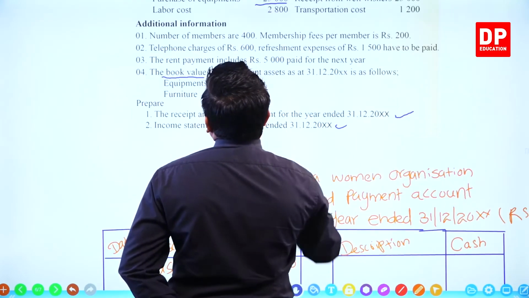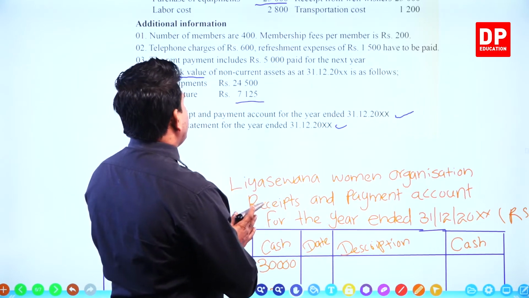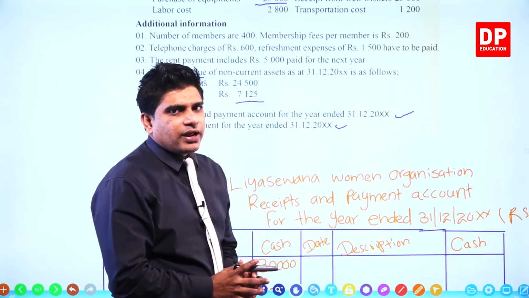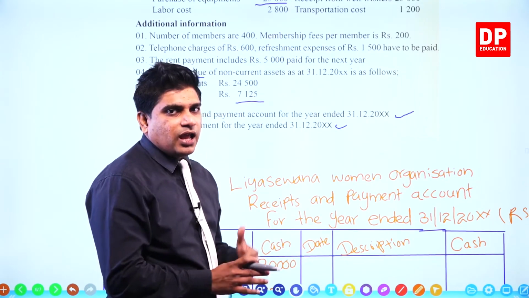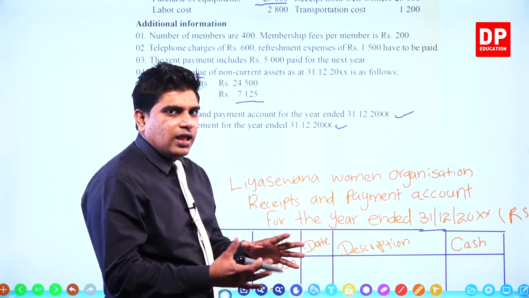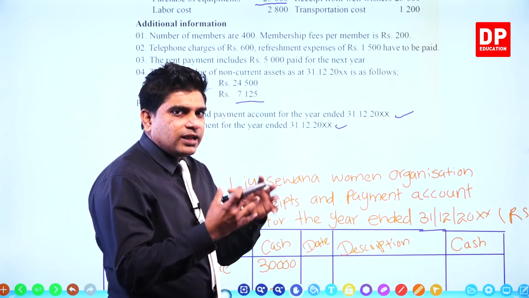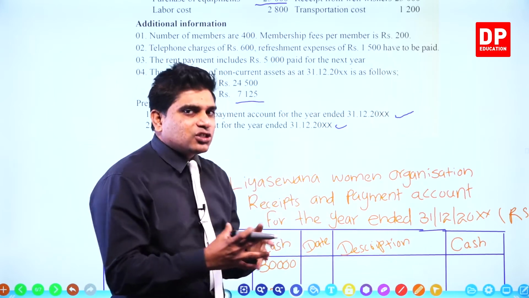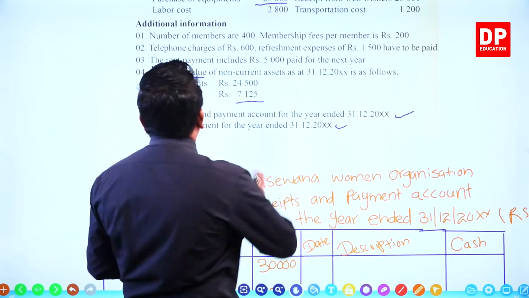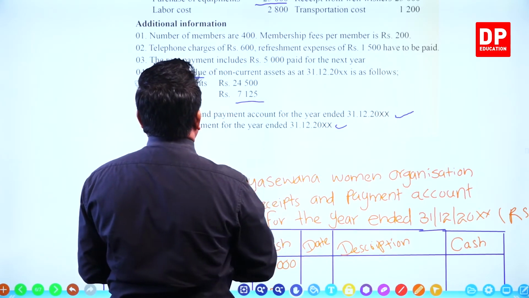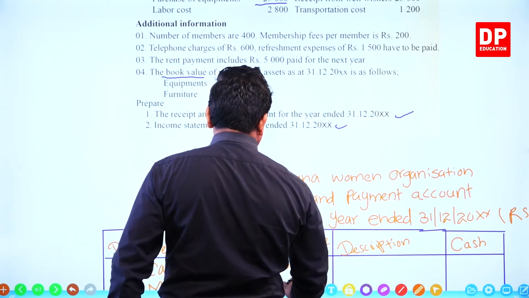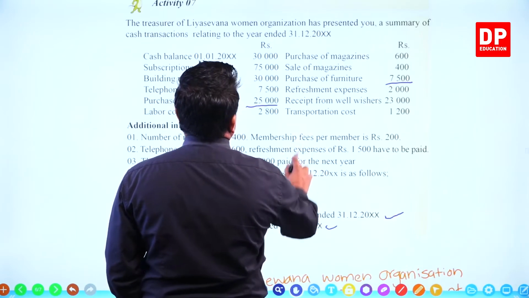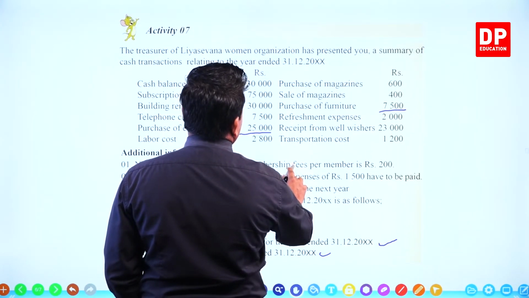Telephone charges 600, refreshments expenses 1,500 have to be paid. We have to pay. Accrued expense, right? We have to connect these with the relevant expense. We have to add these two to the related expense, right? Take one by one. Telephone charges 600. It is the amount to be paid.